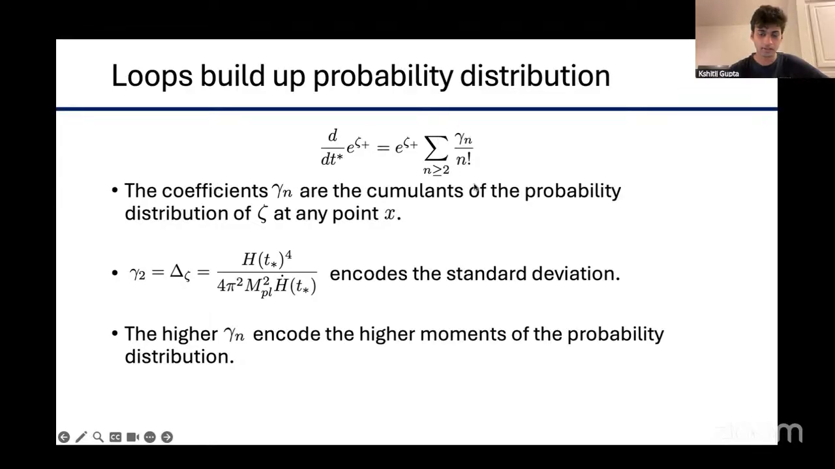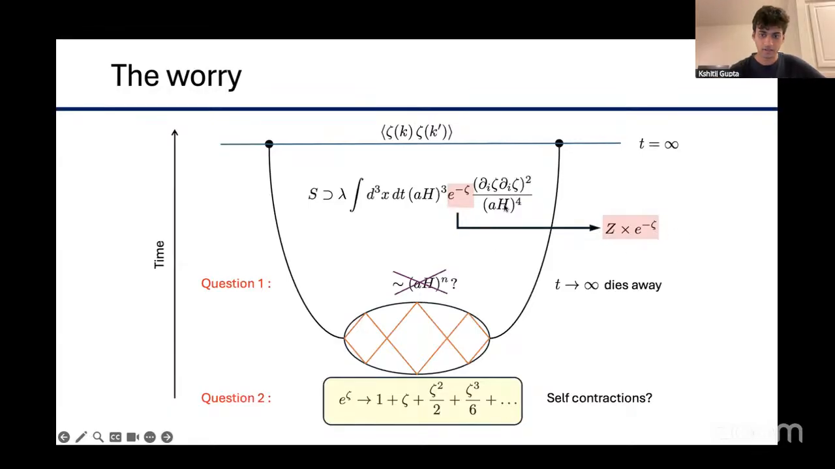And the coefficients gamma n, which tell us how e to the zeta plus runs under time derivatives, are just the cumulants of the probability distribution of zeta at any one point. So gamma 2, for instance, which came from contracting zeta plus squared, just tells us the standard deviation, and the higher gamma n's encode the higher moments of the probability distribution. So e to the zeta plus, you want to renormalize this with some prefactor Z times e to the zeta.